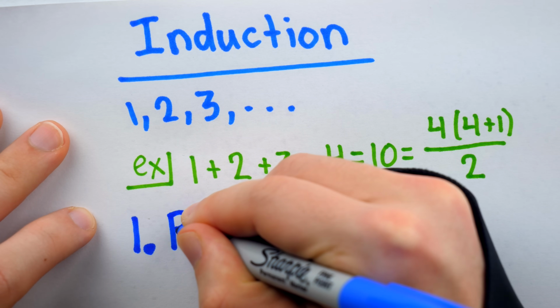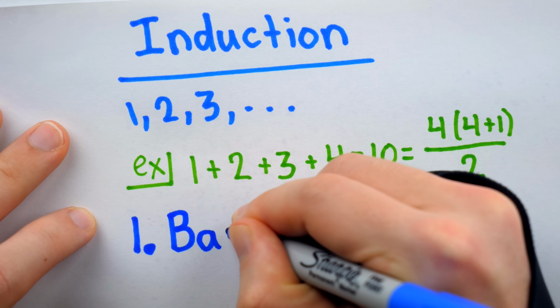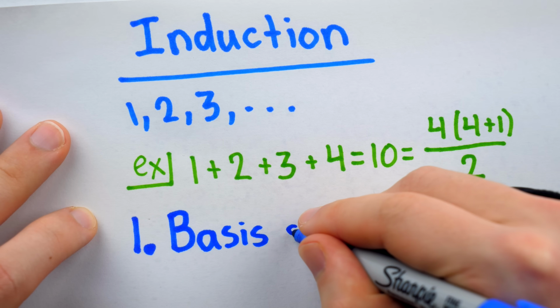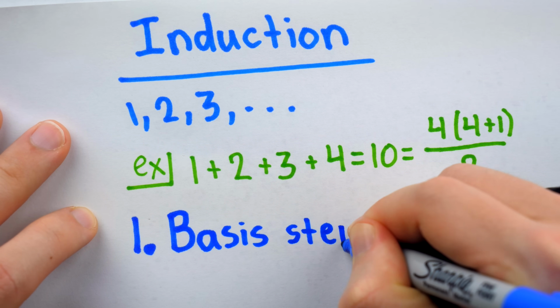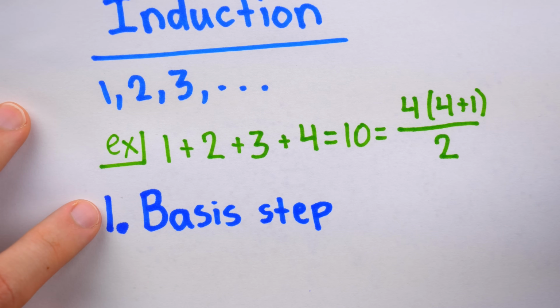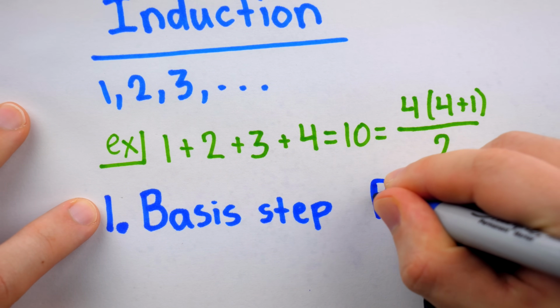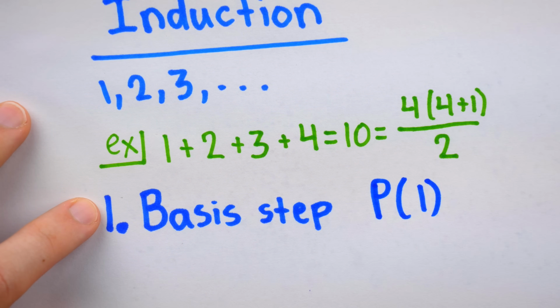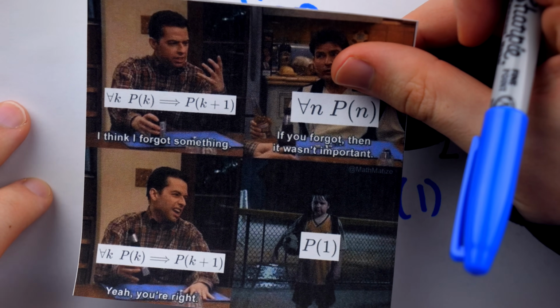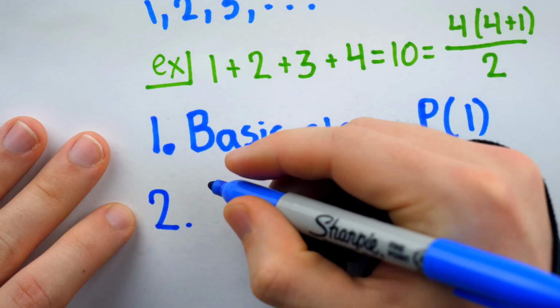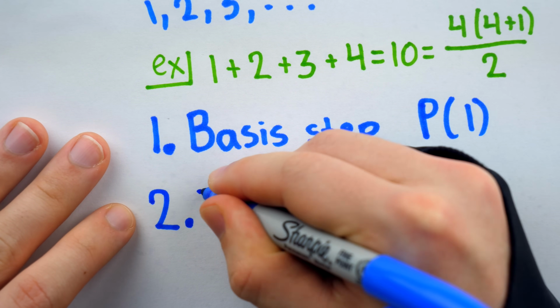And when you understand this proof technique, it's actually pretty straightforward to use. It consists of only 2 things. First, you must have a basis step. In the basis step, you're proving that a statement is true about the first positive integer. This is the P of 1 that we saw in the meme, the thing that was left forgotten. And the only other part of an induction proof is what's called the induction step.